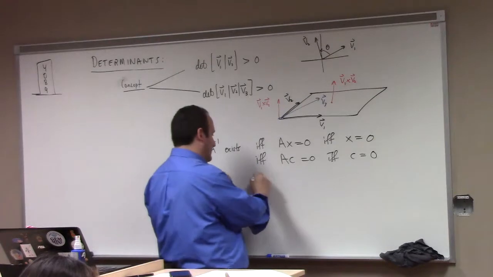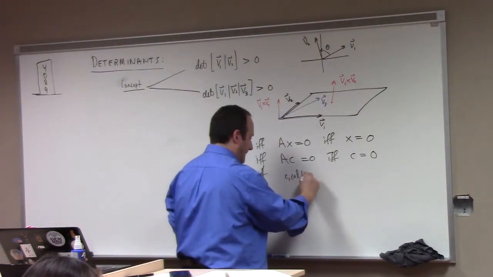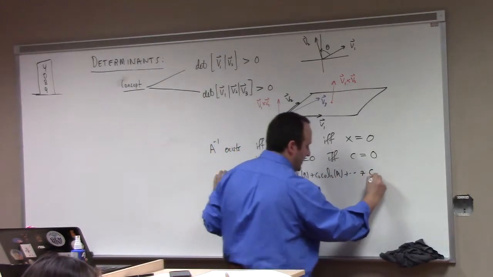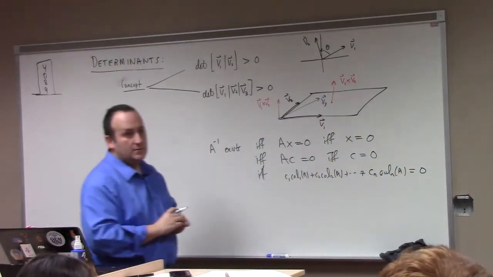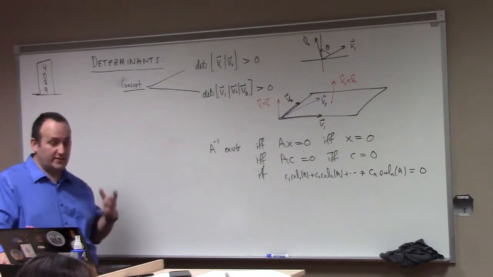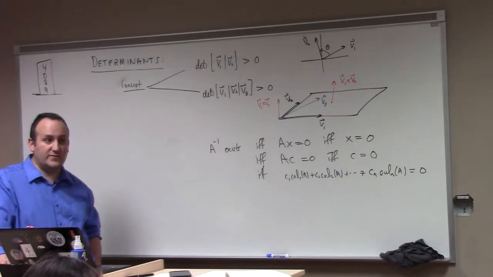Because if I do that, you can see that that's really c1 column 1 of A plus c2 column 2 of A plus cn column n of A equal to 0. What is this to say? This is to say that A is invertible. A square matrix is invertible if and only if its columns are what?